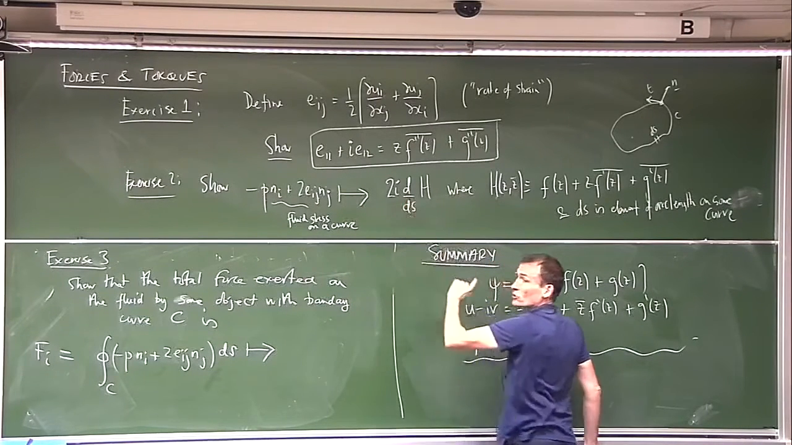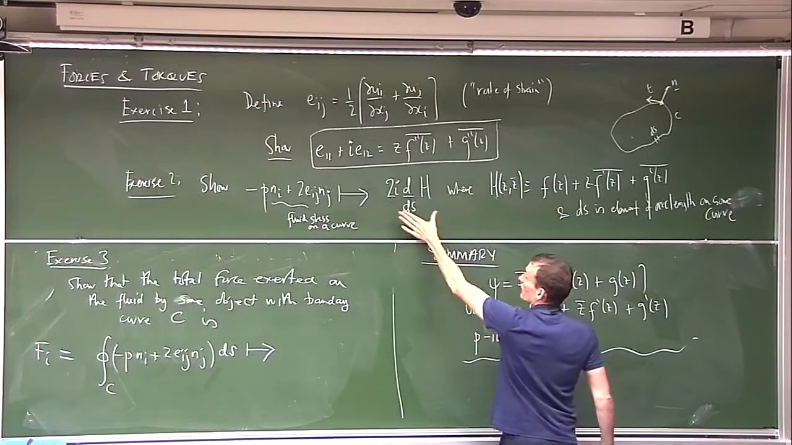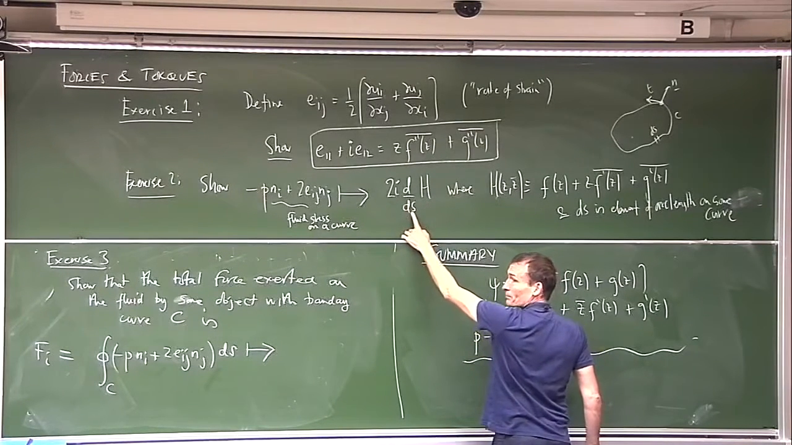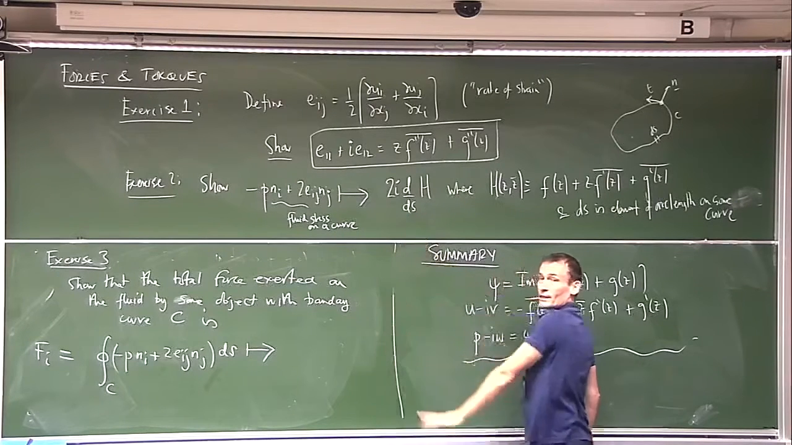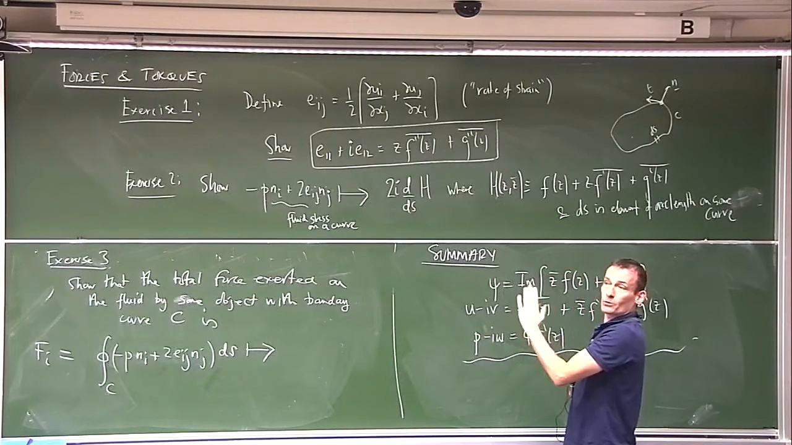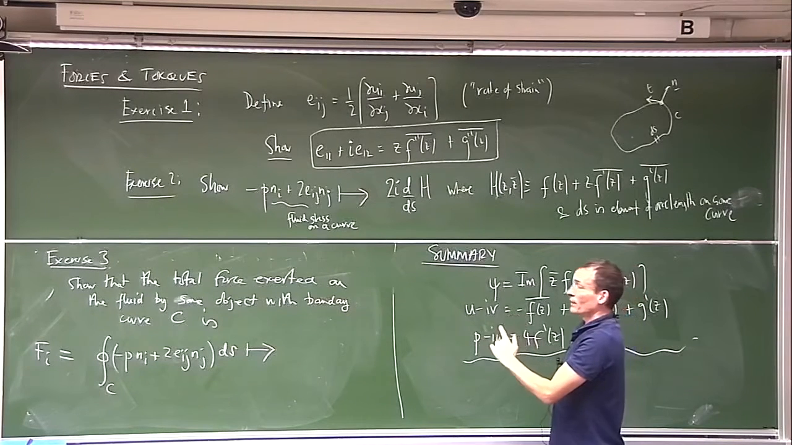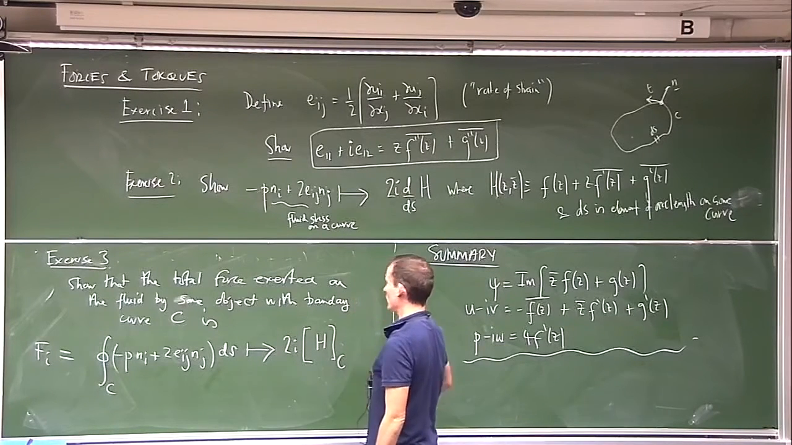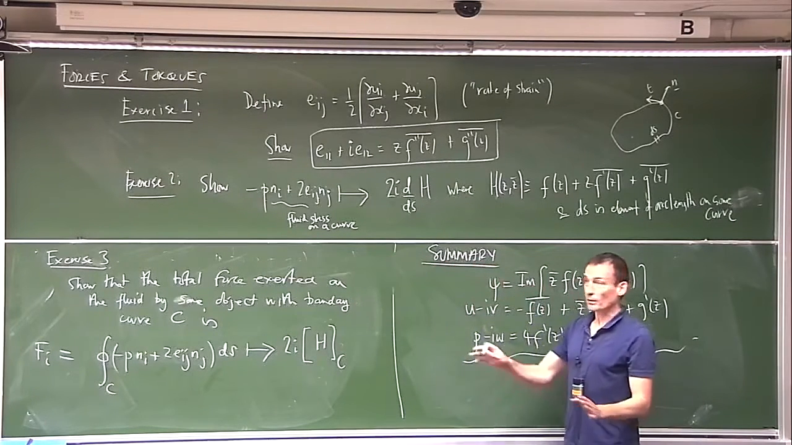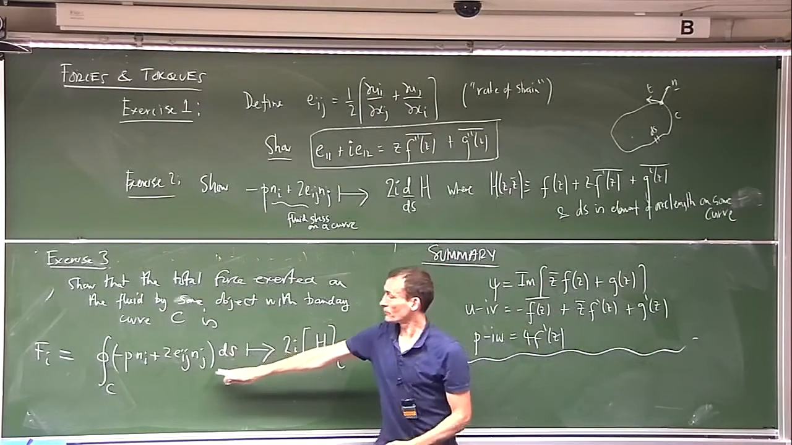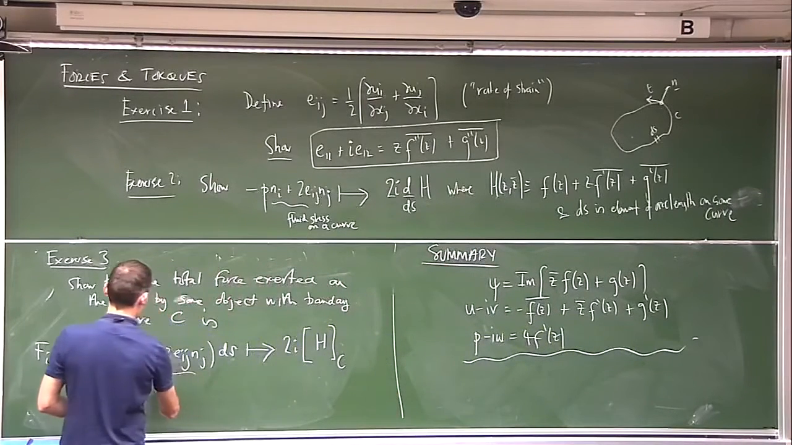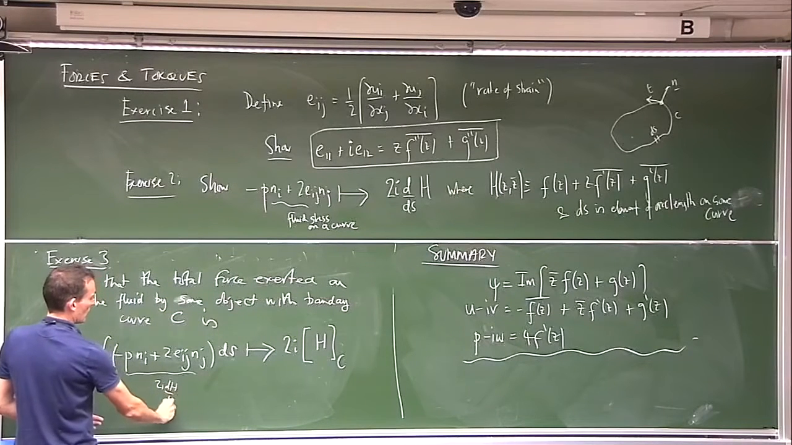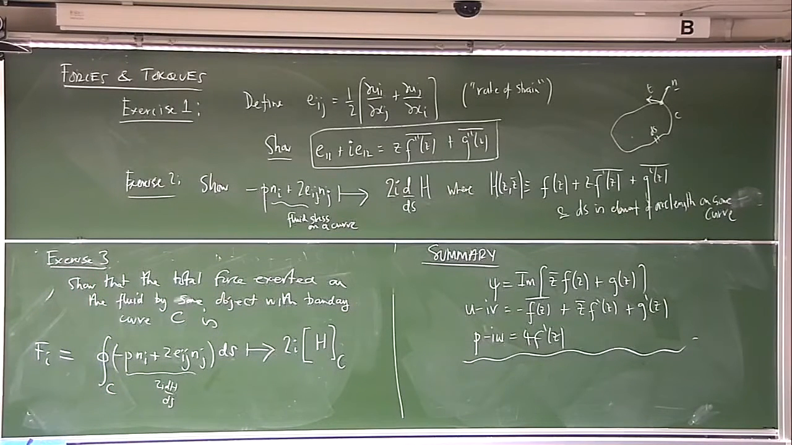So in order to work out the total force around the curve, you have to integrate this with respect to s. So it's the integral of a total derivative. So in fact, it's 2i times the change in h as you go around the curve, because I'm integrating a total derivative. This thing is just 2i dh by ds by exercise 2. Okay?